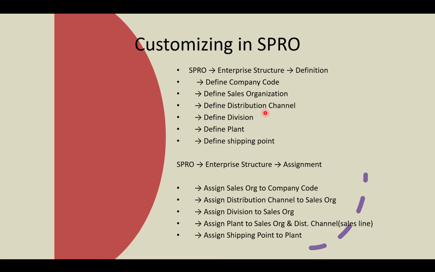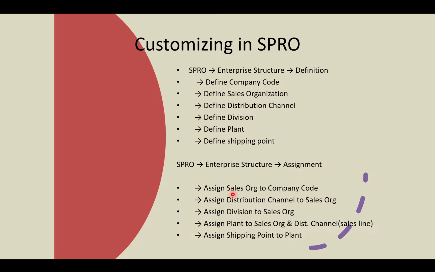Let me show you the configuration steps that need to be done. For enterprise structure there are two things we need to do. First, we need to define these organization units, and then we have to do the assignment. What do we need to define? Company code, sales organization, distribution channel, division, plant, and shipping point. Once the definition is done, we need to do the assignment.